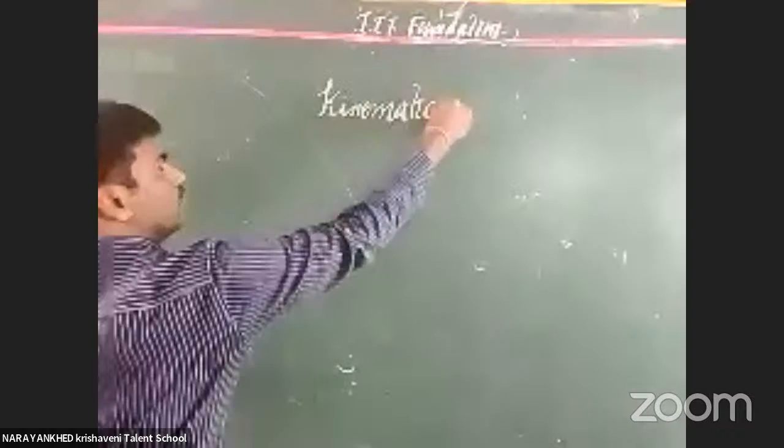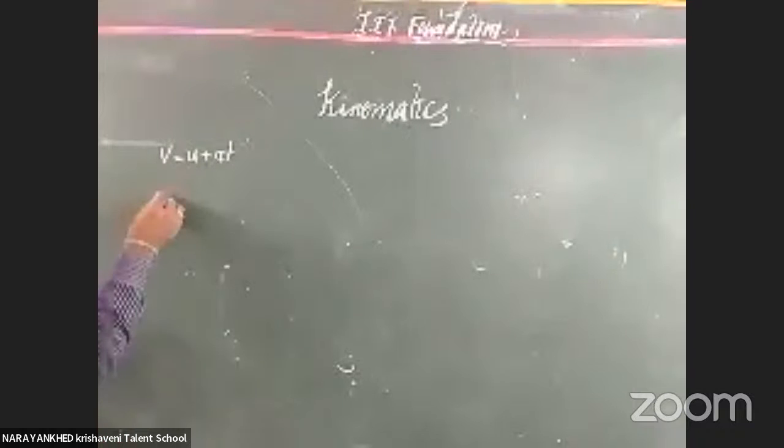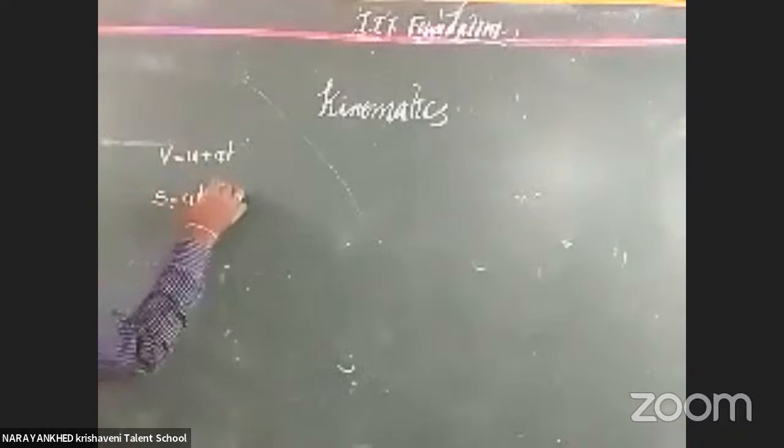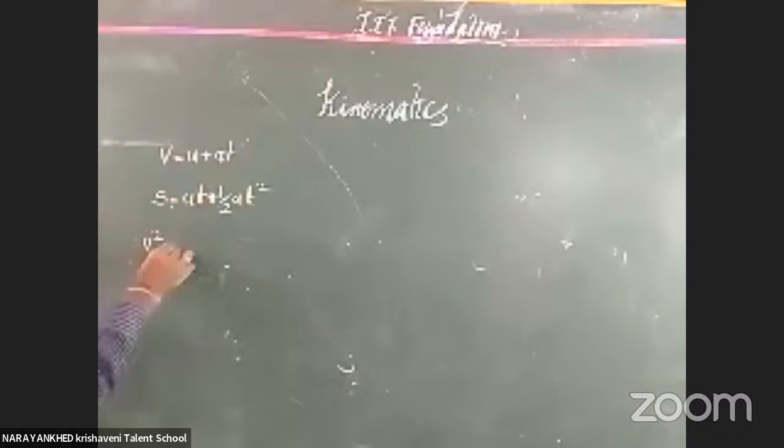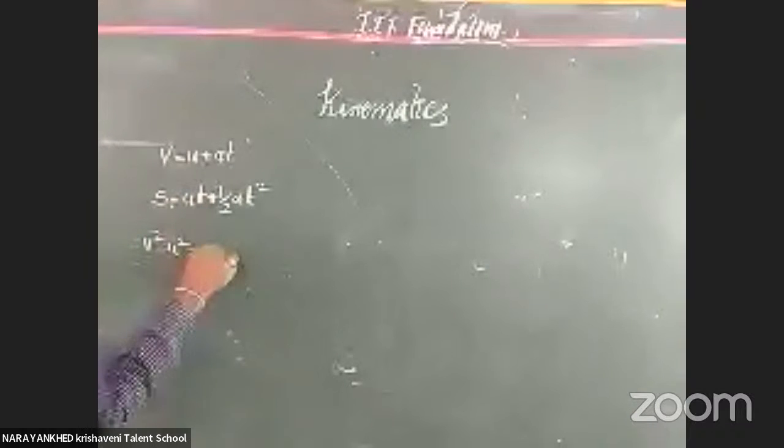You know very well the equations of motion for regular linear motion. They are taken as v is equal to u plus at. Clear or not? One is this equation, and as well we have s is equal to ut plus half at square. Another equation is v square minus u square is equal to 2as. This is also called an equation of motion.